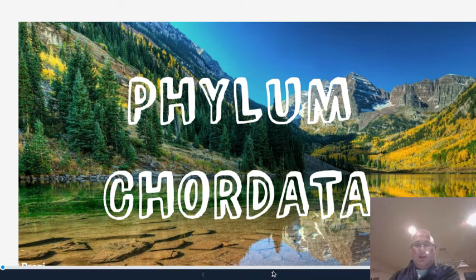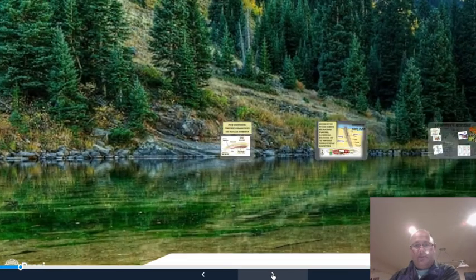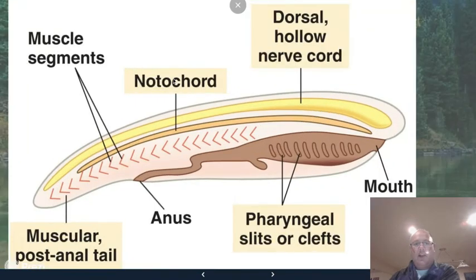So in terms of what a chordate is, there are four major characteristics we have to look at here. The first one being the notochord. Then we have the dorsal hollow nerve cord, the pharyngeal slits, and the post-anal tail.